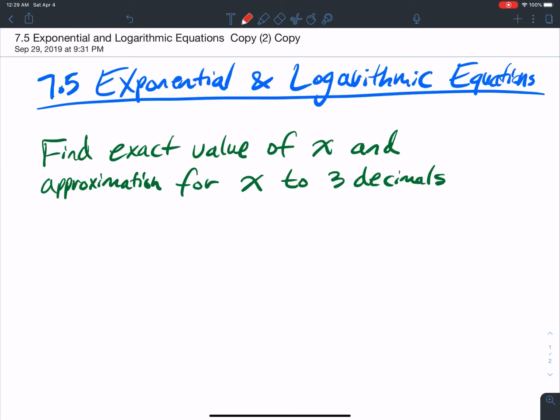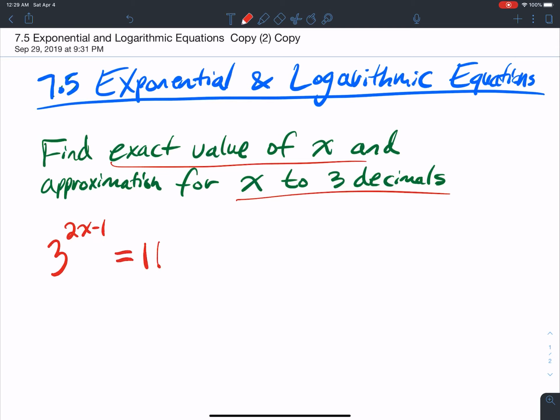So we're going to do exponential and logarithmic equations, and we're going to find the exact value of x along with the approximate value, just to 3 decimal places. Okay, so the first problem is 3 to the 2x minus 1 equals 11. What's different about these problems? There's no way I can rewrite these bases so they have the same base. So I need to use log properties, okay?